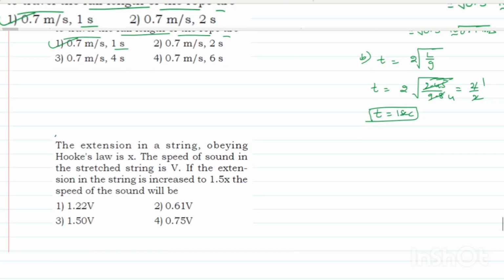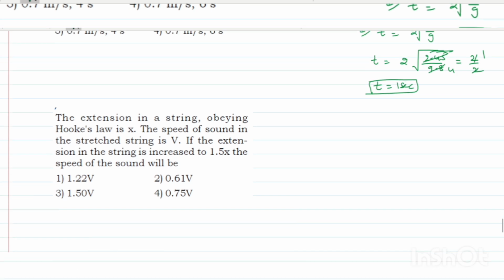Let us see the next question. The extension in the string obeying Hooke's law is given as x. So that means the initial elongation is given as x. The speed of the sound in the stretched string is given as V, so the initial speed is V. The extension in the string is going to be increased to 1.5x. So this is E1, and this is E2, which is 1.5 times the initial value. The speed of the sound wave, they are asking.